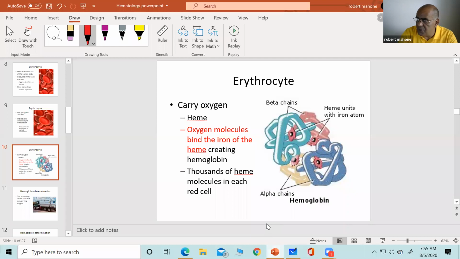All right. So anyway, iron is essential to human existence. All right, so oxygen molecules bond to the iron of the heme, creating hemoglobin.